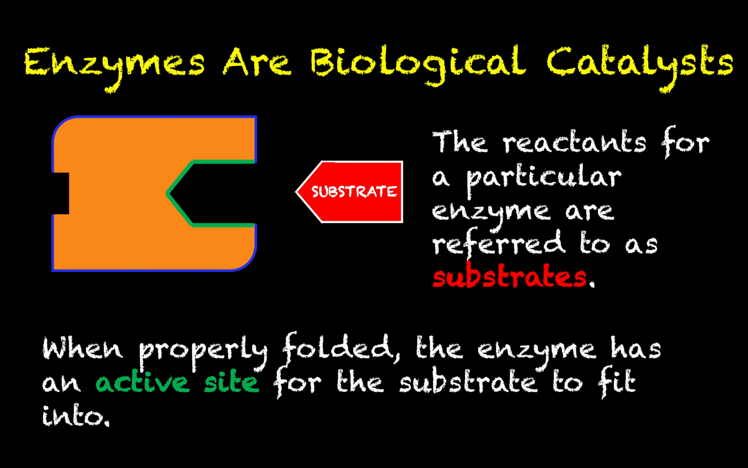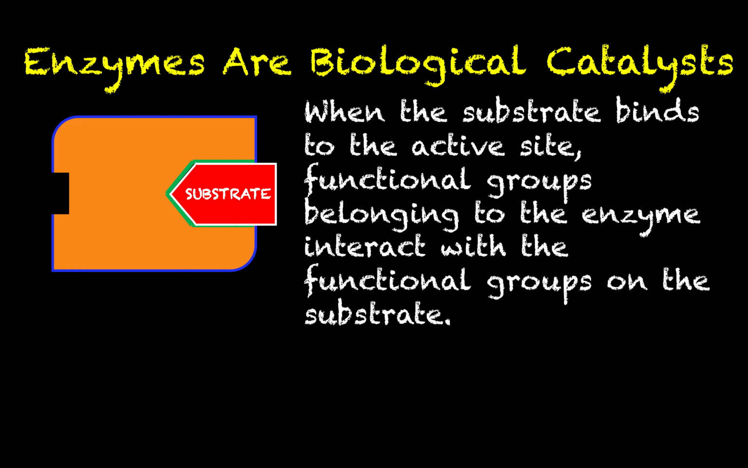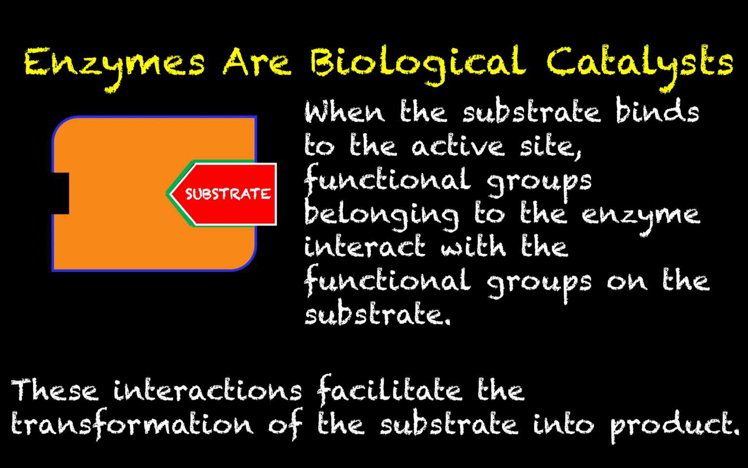When the enzyme is properly folded into its appropriate shape, the enzyme will have an active site, which you can see shaded here in green, which is by and large going to match the shape of the substrate. It's not going to be a perfect match, but that's not real important right now. So when the substrate binds into the active site, functional groups that belong to the enzyme and to the enzyme's active site will interact with functional groups that are on the substrate, and something about the interaction between these functional groups will allow catalysis to occur and will allow the substrate to be converted into product.